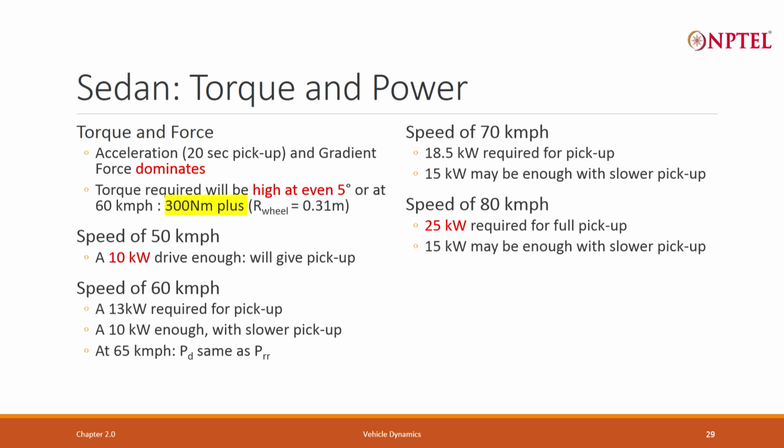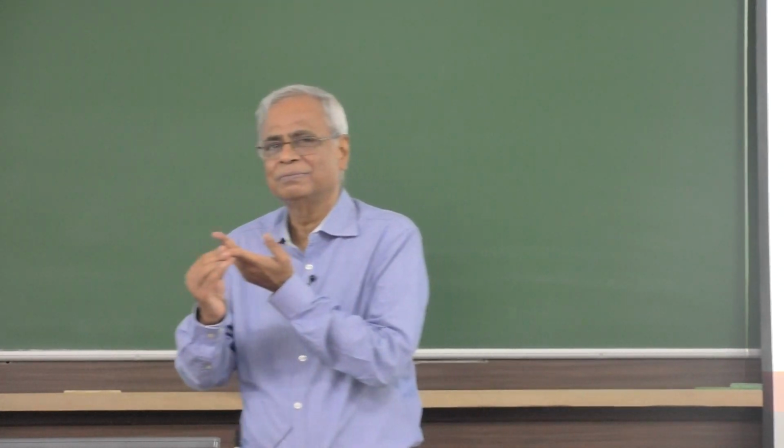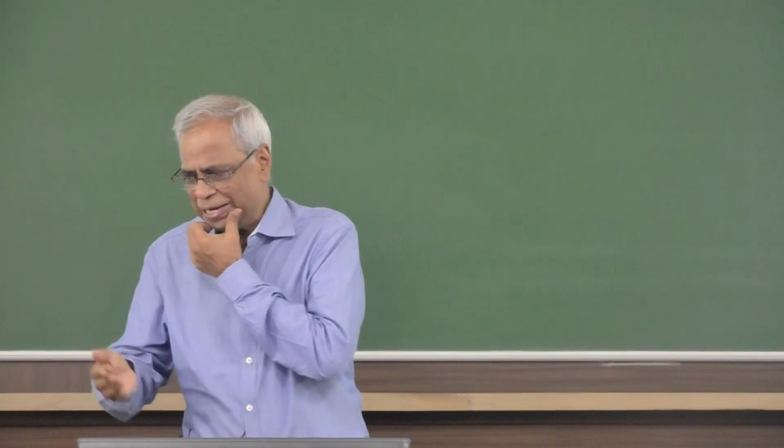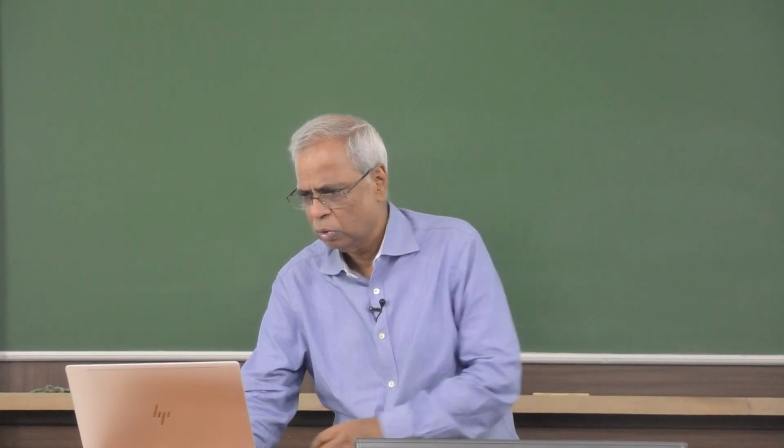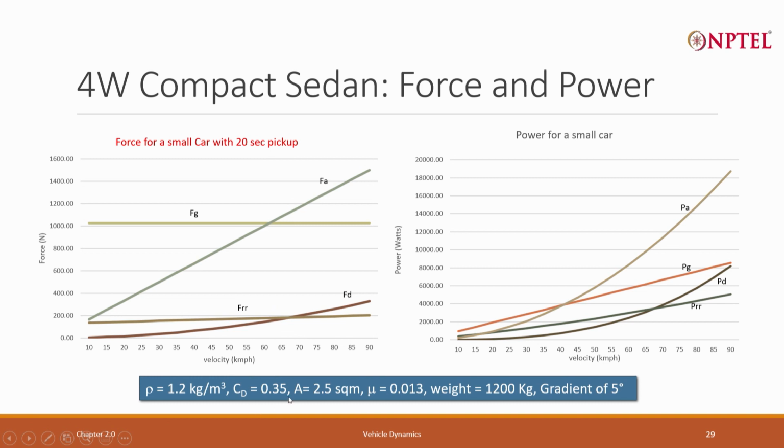And what are these numbers? There are only 4 quantities. First is rolling resistance, drag, gradient or slope, and acceleration. And the parameters that you need are only rho, CD, area, mu, and weight. Weight plays an important role, and of course, gradient can play an important role.